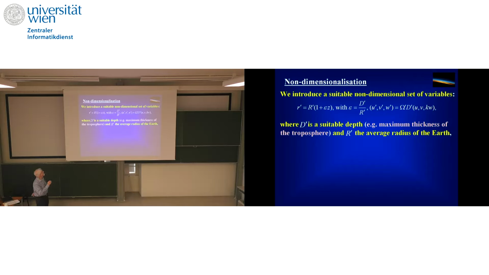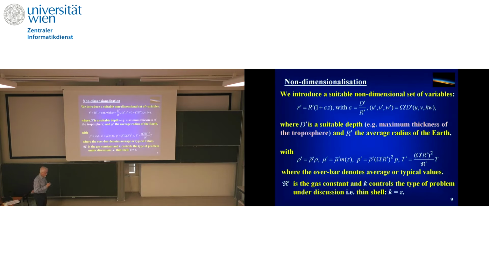I'm taking d prime to be a suitable depth, which for the work I'm going to show you here, I take to be the maximum thickness of the troposphere. And r prime is the average radius of the Earth, of course. Right, obviously we've got to non-dimensionalize the other variables. When you see an over bar here, these are just average or typical values of the appropriate quantity. So for example, density and viscosity. Script r is the gas constant.